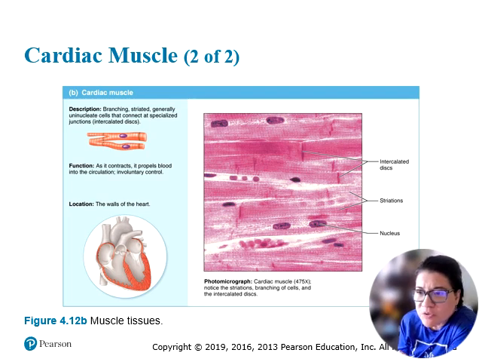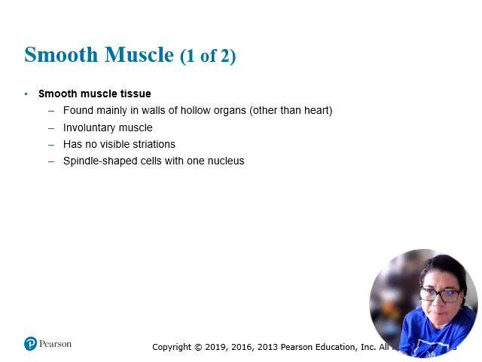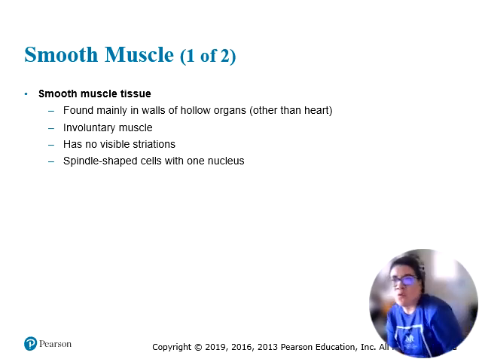So here they are. You can still see those striations, but it looks a little bit wispier, not as organized as the skeletal muscle. And the way that it's controlled is also a little bit different because it can be zapped with electricity and it contracts really efficiently that way. And then smooth muscle is only in organs, hollow organs, blood vessels.